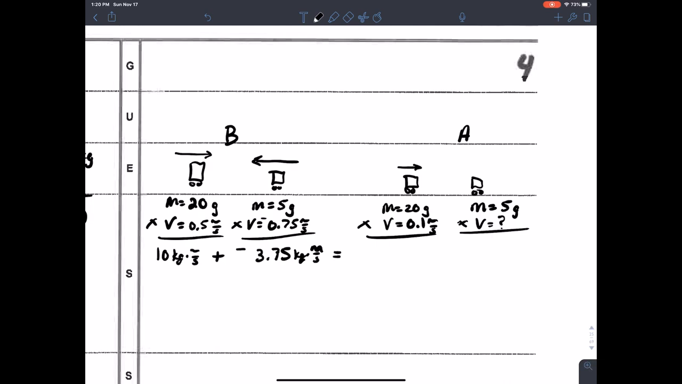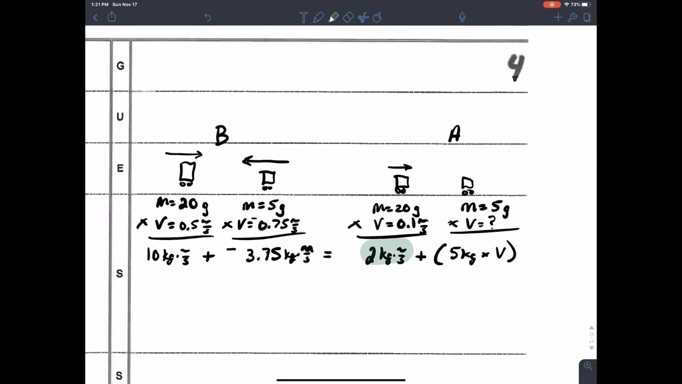That momentum before collision has to equal the momentum after the collision. So if you have the toy truck after the collision, that should be 2 kilogram meter per second, and it's positive because it's going to the right. And then the toy car afterwards, we don't know what the velocity is. Okay, so we'll have to take your 10 minus 3.75, and then we need to subtract 2 more from that.